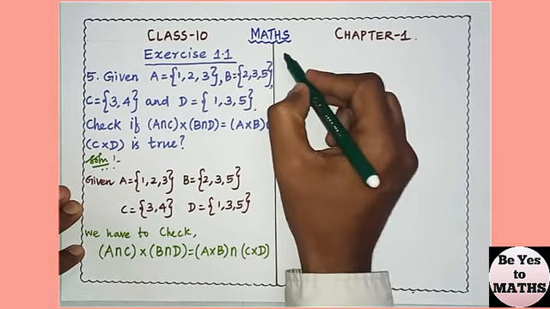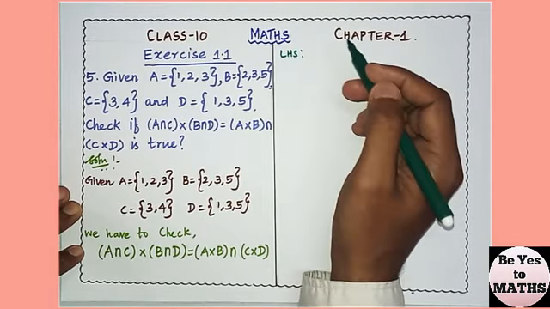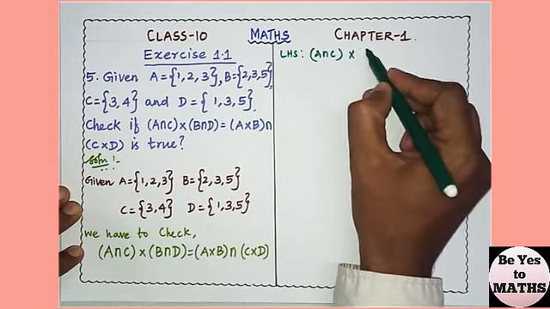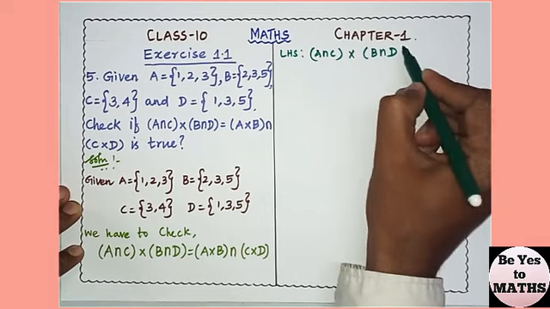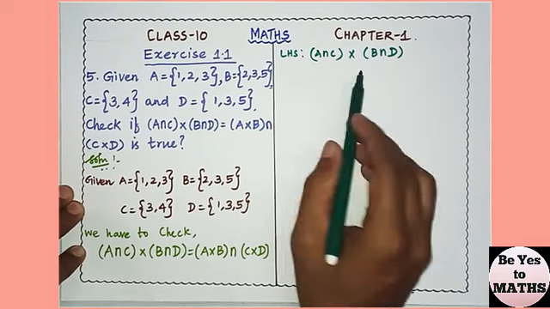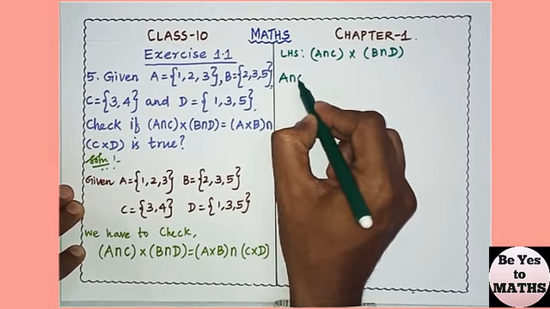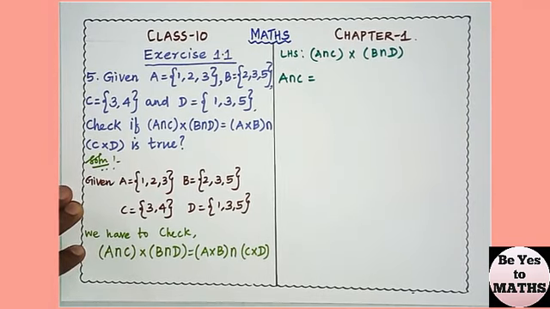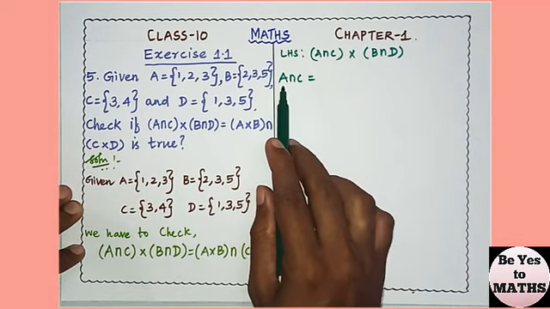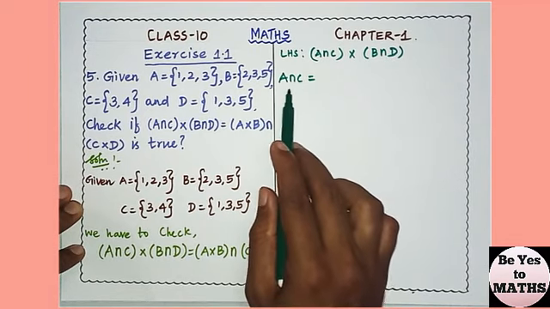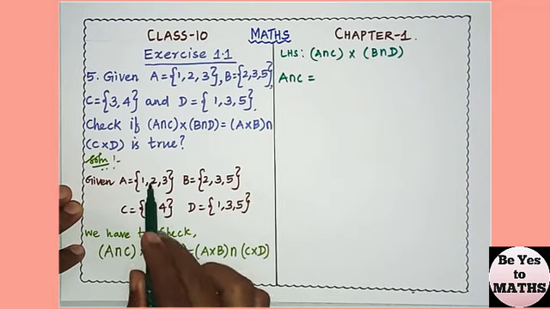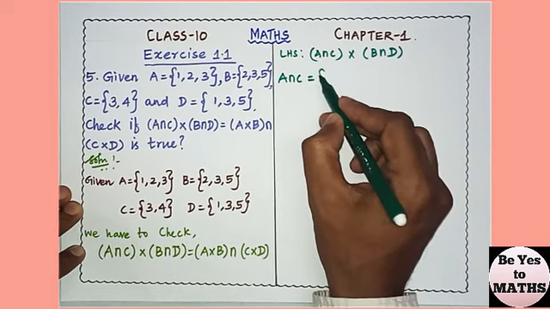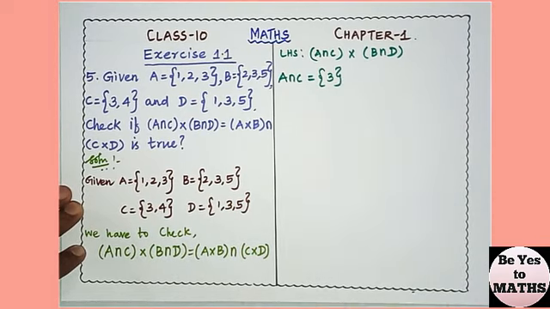First we'll take the left hand side. So left hand side we have (A ∩ C) × (B ∩ D). First we'll find out A ∩ C. You know very well about intersection. Intersection is nothing but common elements. So in A set and C set, what are the elements we have as common? Here we have 3 as common element. So A ∩ C is {3}.